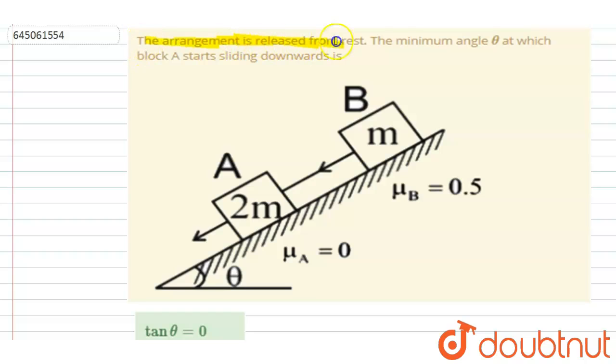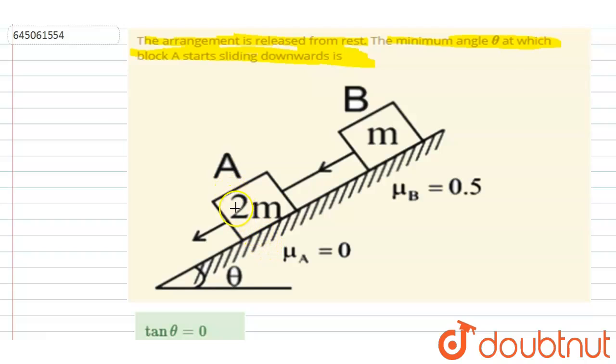Hello everyone. The arrangement is released from rest. Find the minimum angle theta at which block A starts sliding downward. So if you see, this is the arrangement. Notice that there is no friction between block A and the inclined plane.